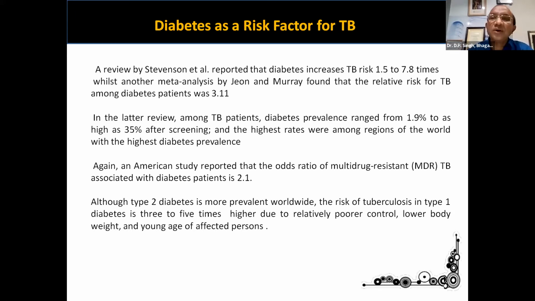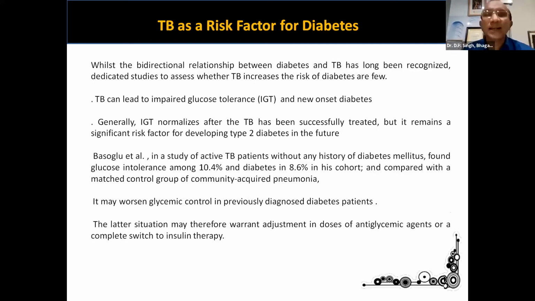Whether TB is a risk factor for diabetes also, although there is a bidirectional relationship between diabetes and TB, dedicated studies to assess whether TB increases the risk of diabetes are few. TB can cause impaired glucose tolerance and new onset diabetes, but the good news is that this IGT will normalize after the TB has been successfully treated, and remains a risk factor for developing type 2 diabetes in future. This TB may worsen the glycemic control in previously diagnosed diabetes mellitus.